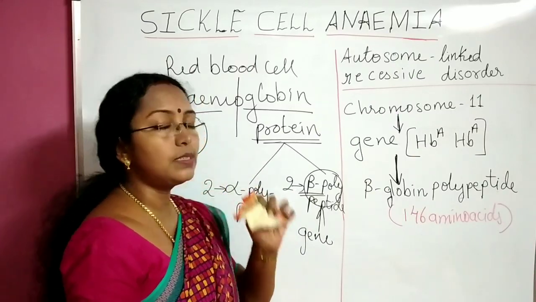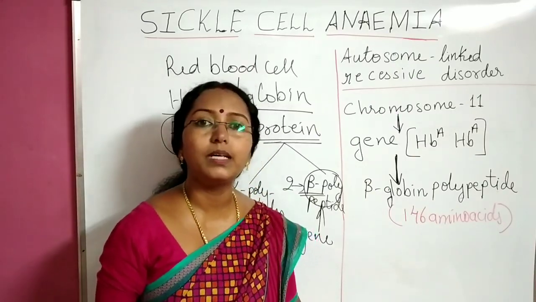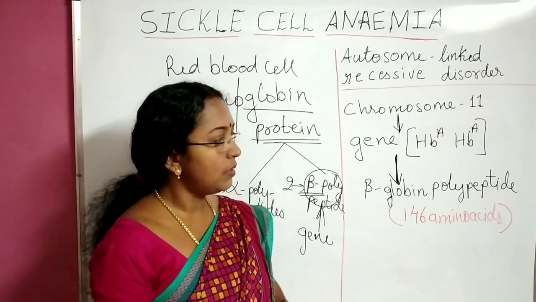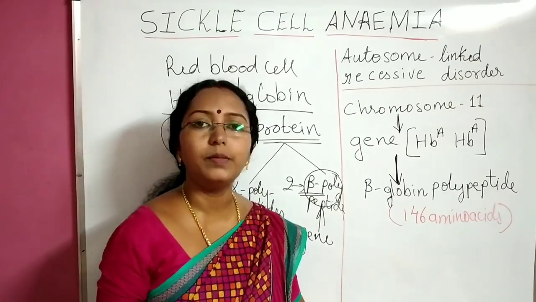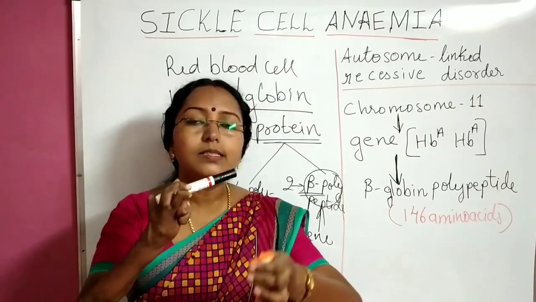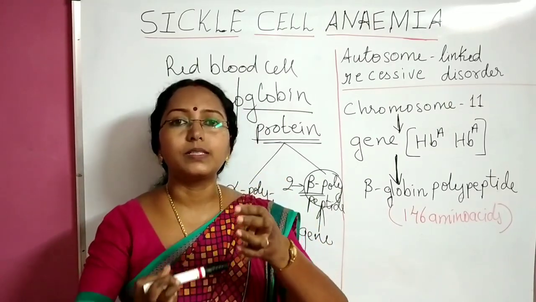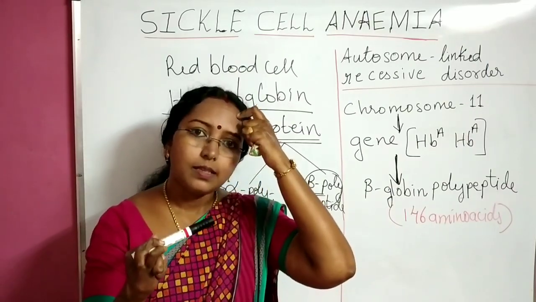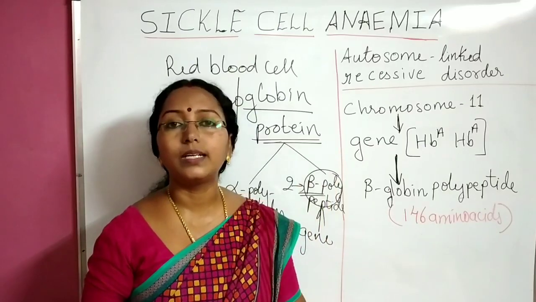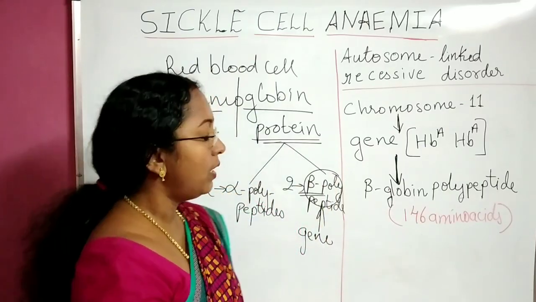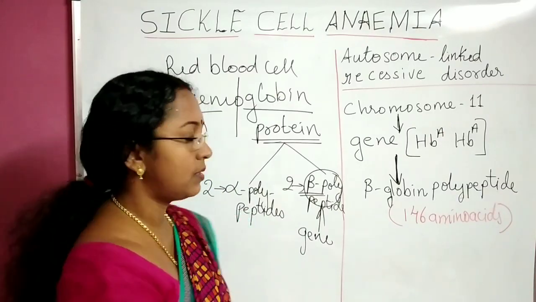When the person is getting the disease sickle cell anemia, what happens? Among these 146 amino acids, one amino acid is replaced by another amino acid. That is, just one amino acid is getting replaced. Then the person gets this genetic disorder. So look at the severity of that. One amino acid. Which is that amino acid?